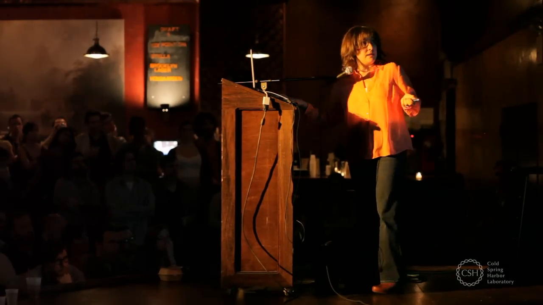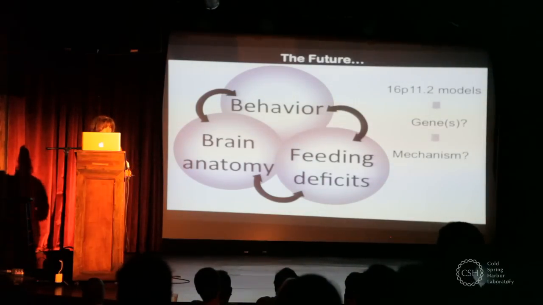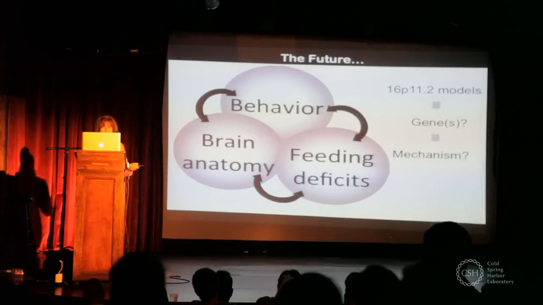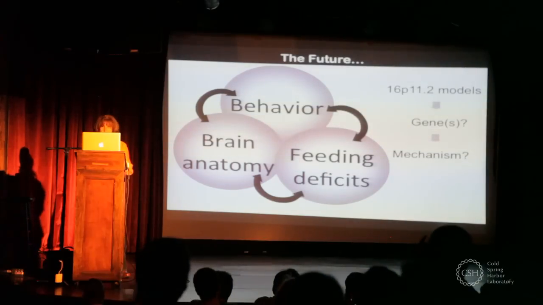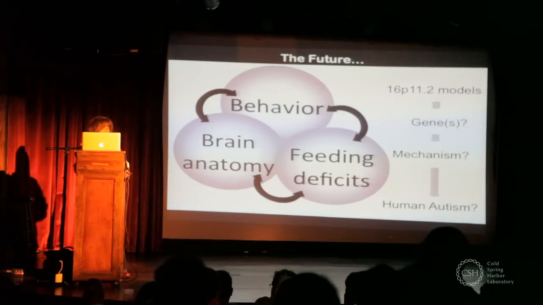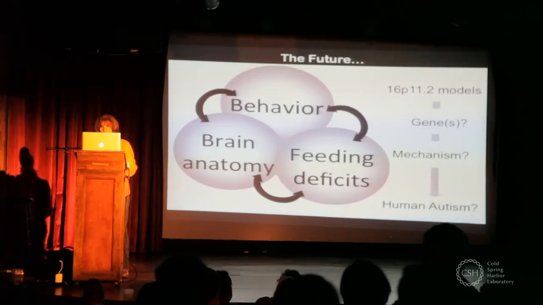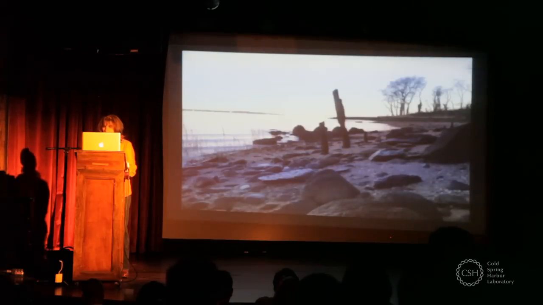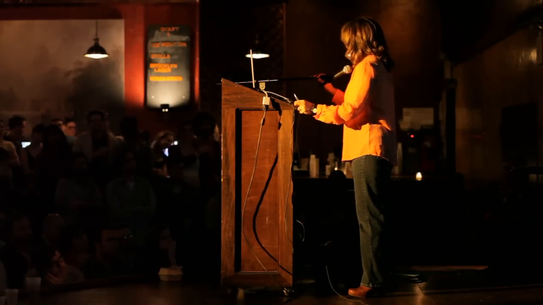Are these behavioral phenotypes, brain anatomy, and feeding deficits functionally related? And again, we want to get at the mechanism. What are the nuts and bolts of what's happening here? And of course, can we use the mouse models to improve the mouse behavior, for example? And also, how can we relate this back to the human condition? I think these are questions for the future that we are very interested in, and also looking at the brain circuitry. So thank you very much, and I'll be happy to take questions.